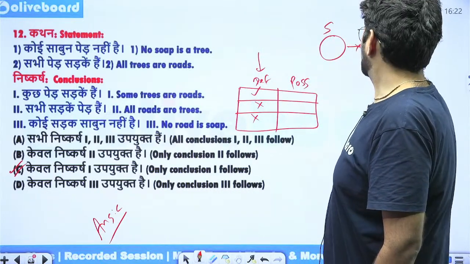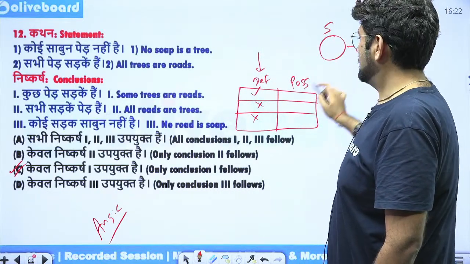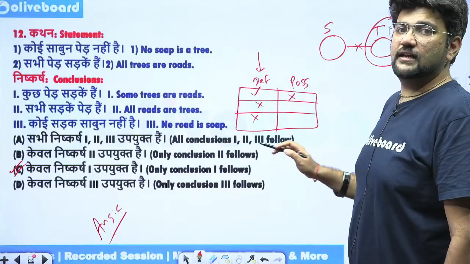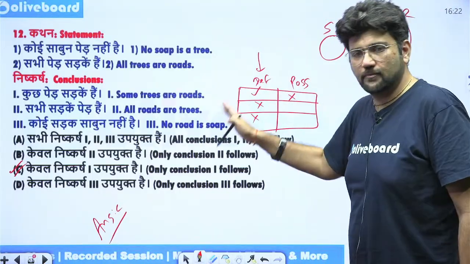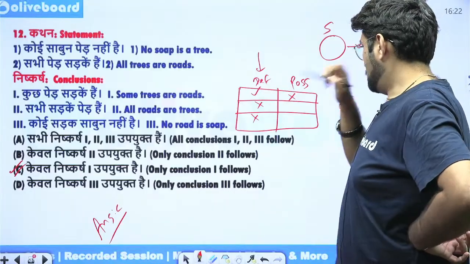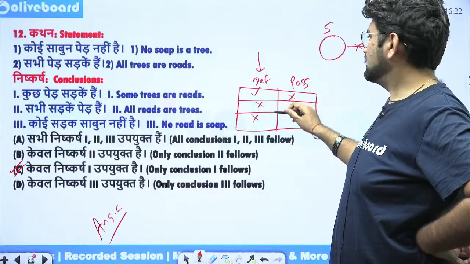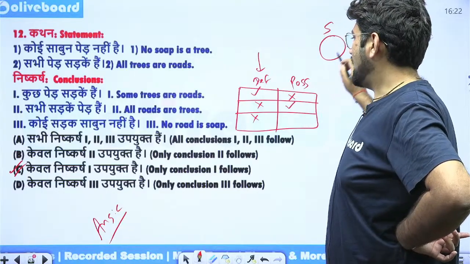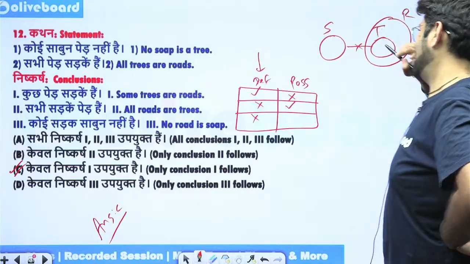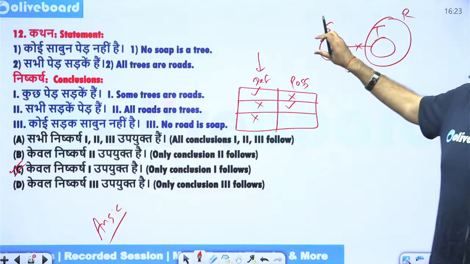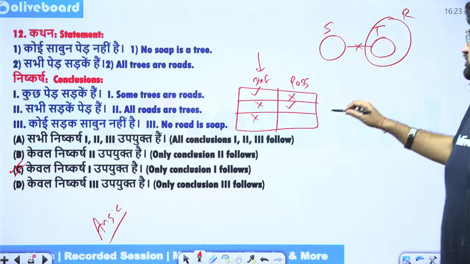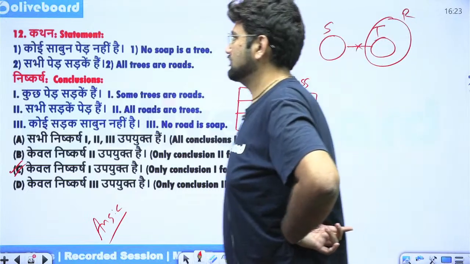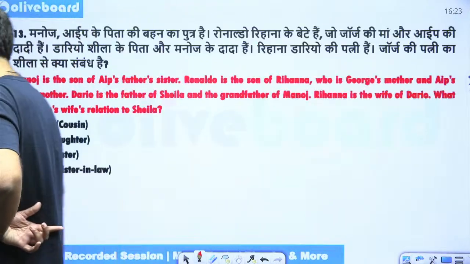Some trees are roads is a possibility. If it is correct in definite, it is always going to be incorrect in possibility. Similarly, if it is correct in possibility, it is always going to be incorrect in definite. But if it is incorrect, you will have to check it. So, all roads are trees is a possibility. Yes, that is true. And no road is soap is a possibility. See, some roads are not soap. So, no road is soap is also a possibility. So, this will also be right. So, under possibility, both of them would have been correct. Okay. Next.